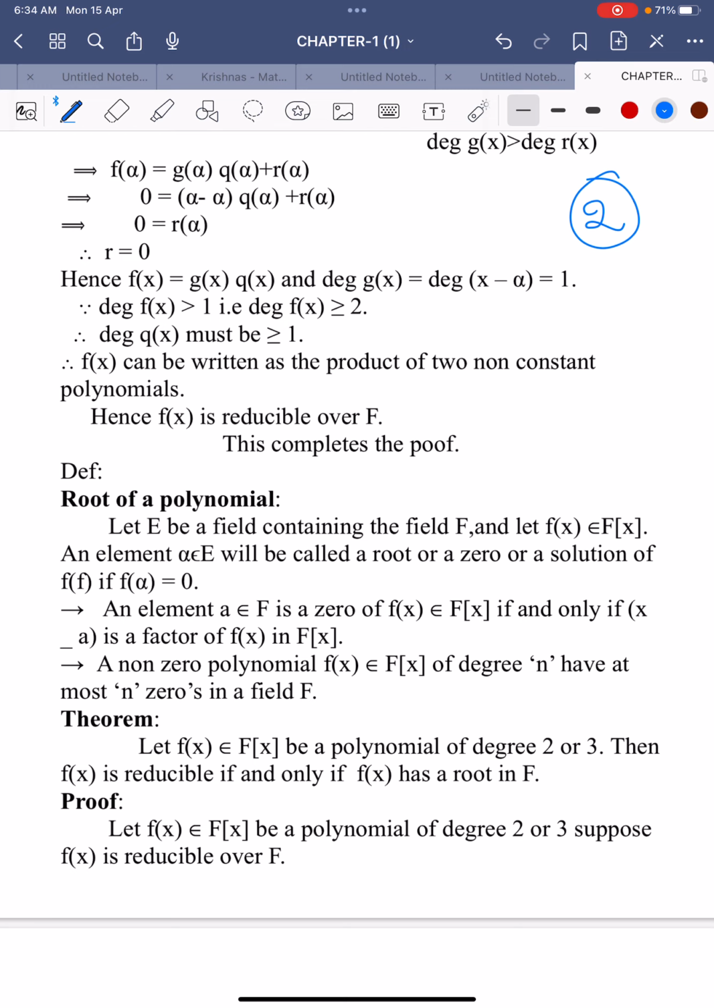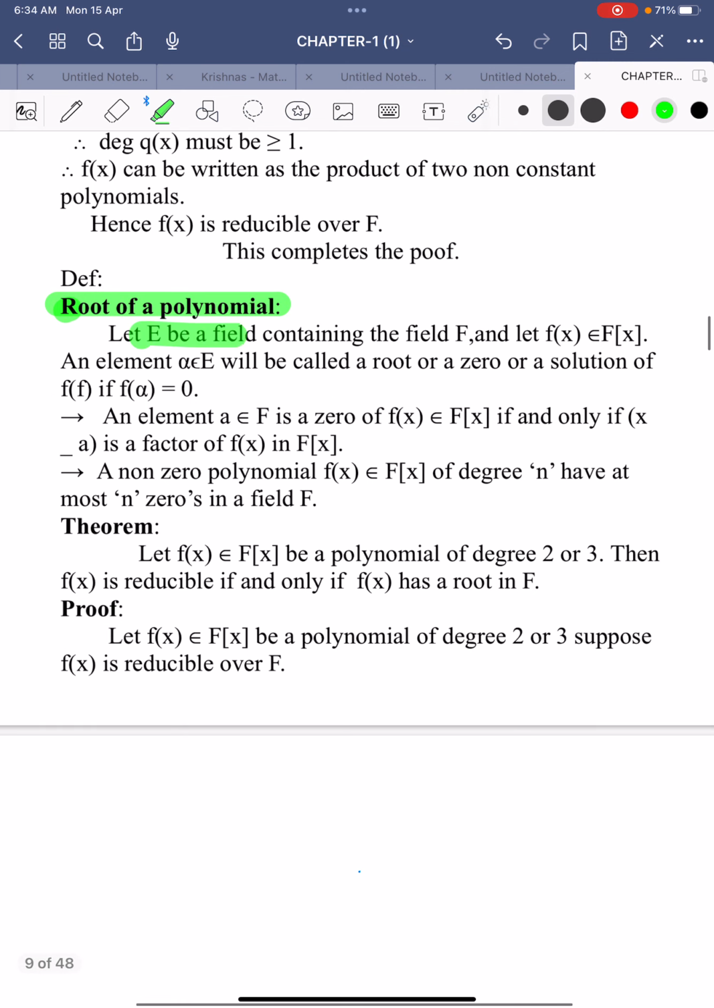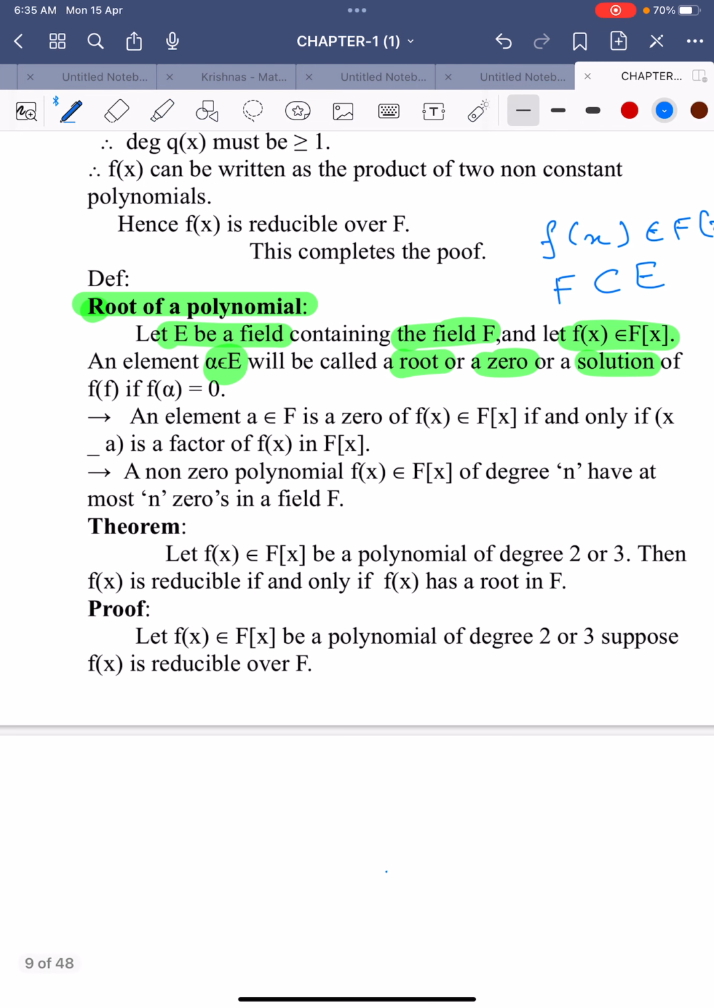In this video, let us learn some definitions and theorems. The very first definition: a root of a polynomial. Let capital E be a field containing another field capital F, and let f of x belong to capital F of x be a polynomial. An element alpha belonging to capital E will be called a root or zero or solution. Remember that these words are the same: root, zero, solution. So alpha is called a solution of the polynomial f of x if it satisfies the condition f of alpha is equal to 0.